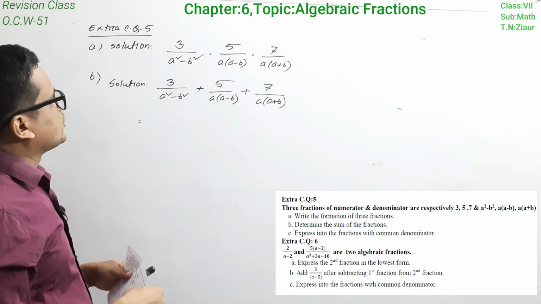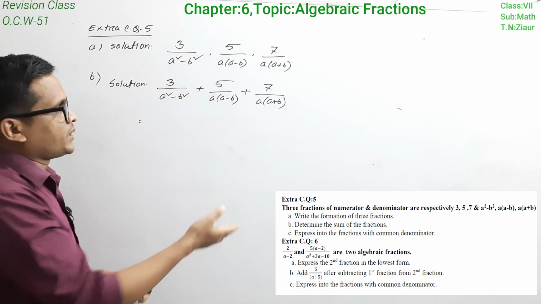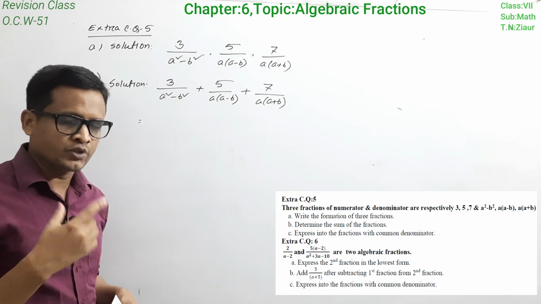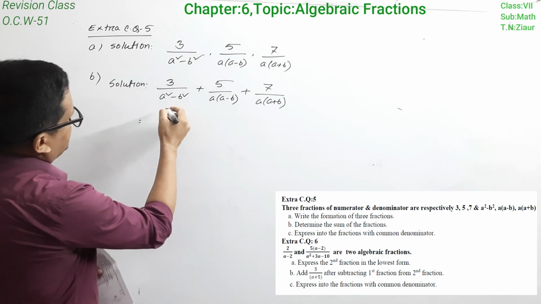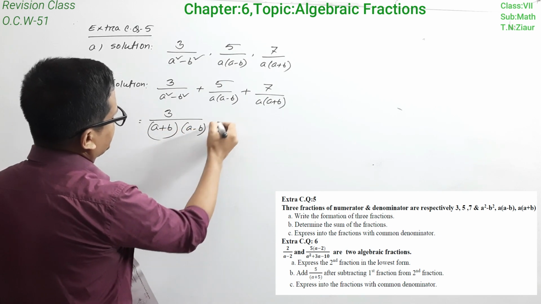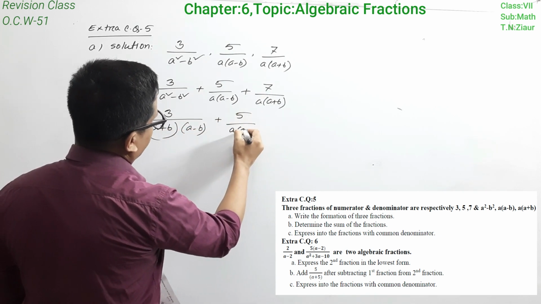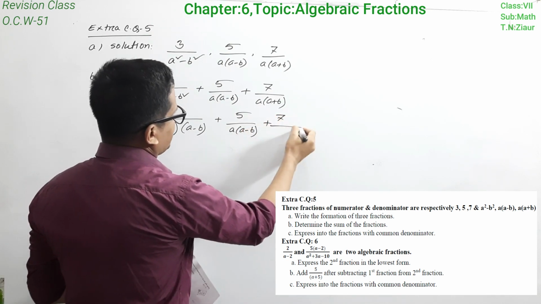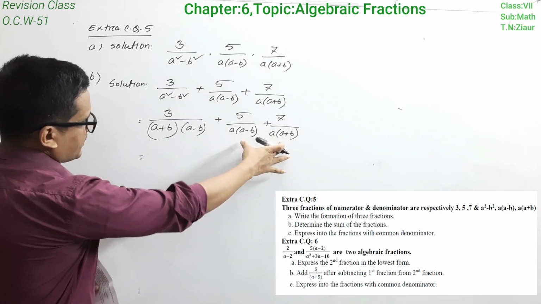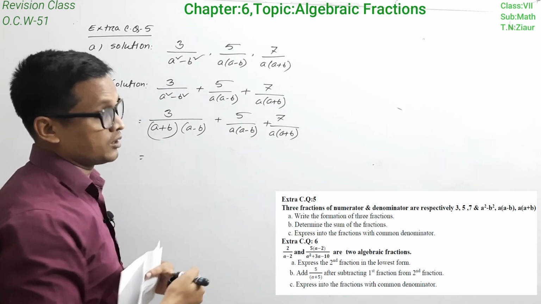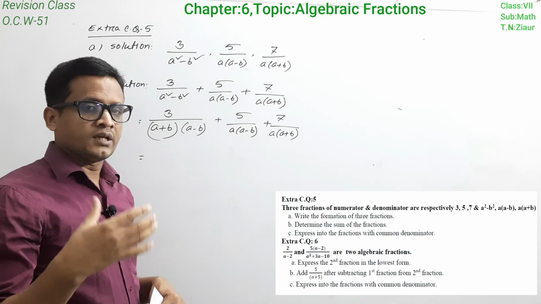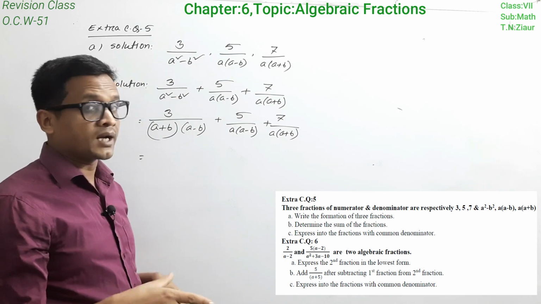First, we have to find the factors. You know the formula of a square minus b square, which is a plus b into a minus b, right? So we just have to find the factors: a square minus b square will be a plus b into a minus b. Then this one is given as a into a minus b, and this one is a into a plus b. Okay students, now we have to find the denominators of the first fraction, second fraction and third fraction. Just consider them as the first, second and third expressions. You know in the previous chapter on LCM you have learned how to find the LCM.